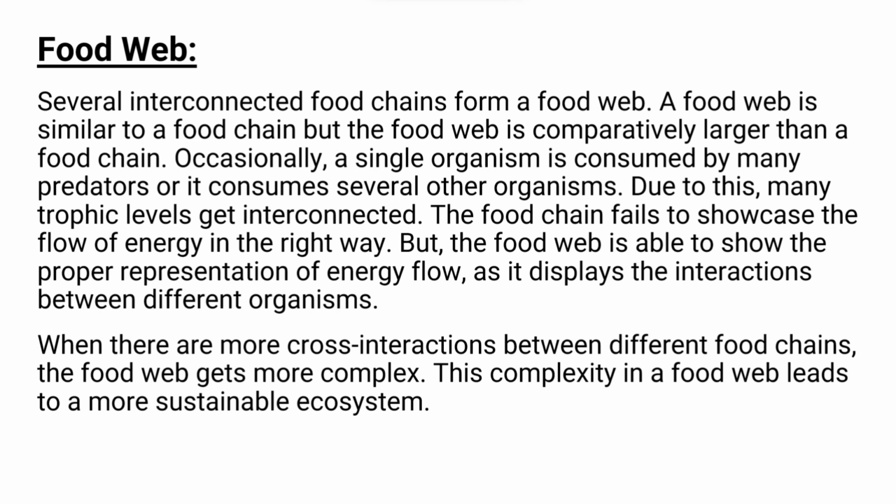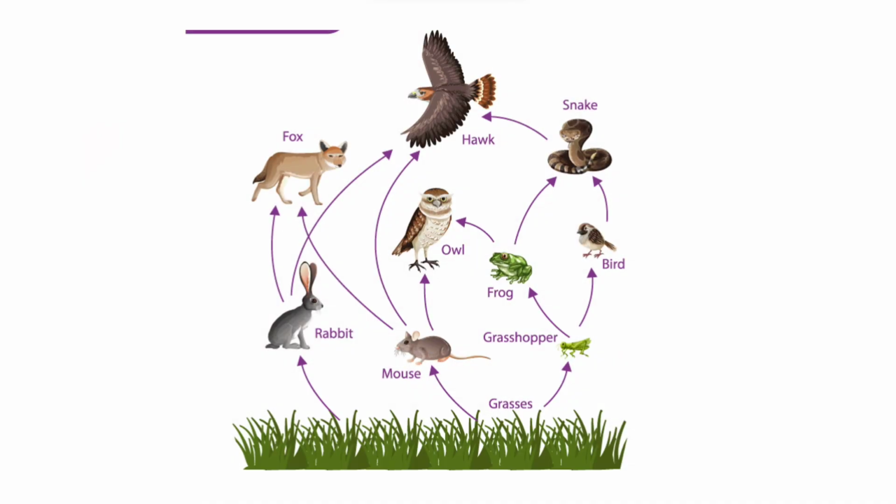The food chain fails to showcase the flow of energy in the right way. But the food web is able to show the proper representation of energy flow, as it displays the interactions between different organisms. When there are more cross-interactions between different food chains, the food web gets more complex. This complexity in a food web leads to a more sustainable ecosystem. You can see the diagram.